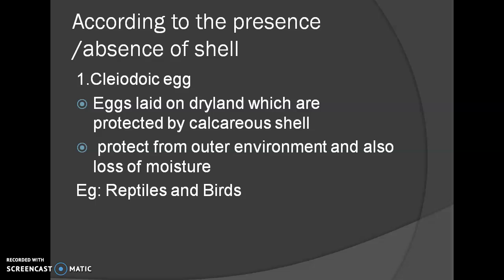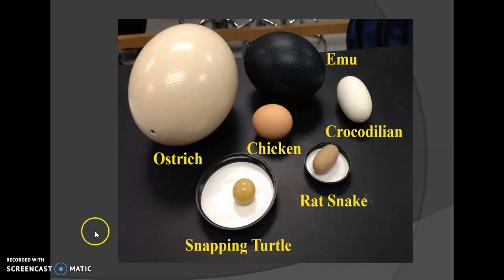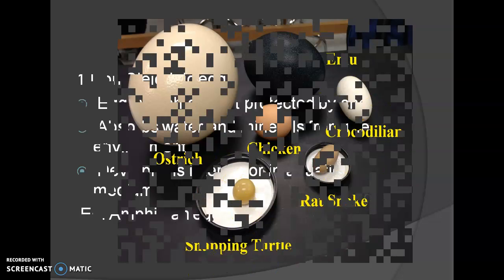So what is the peculiarity of this shell? It protects the developing embryo from the outer environment and also from losing moisture. So the cleidoic eggs generally possess a shell. Here you can see the different types of cleidoic eggs: rat snake, crocodilian, emu, chicken, ostrich, snapping turtles. These are all what? Cleidoic eggs.